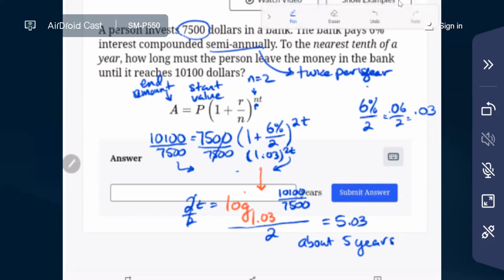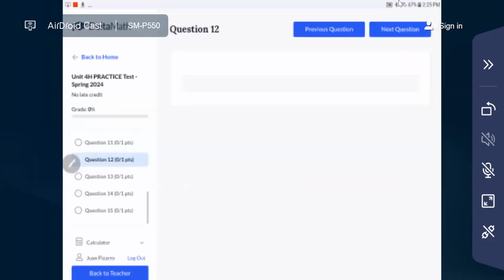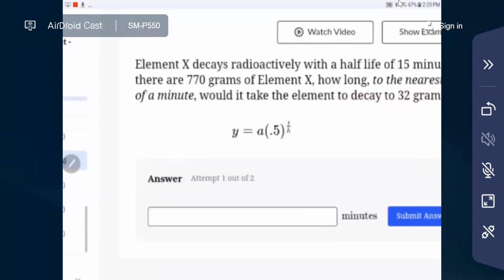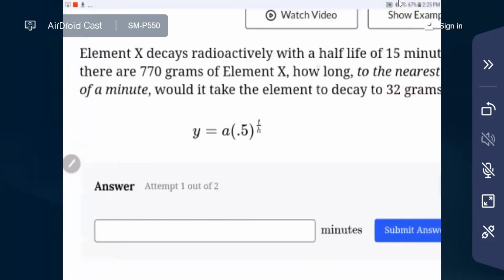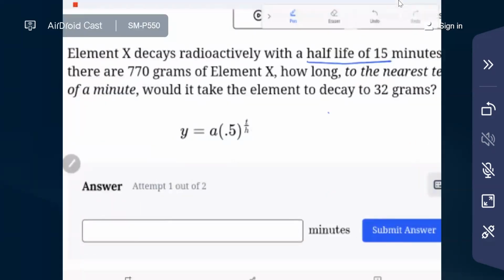All right, so our question was, how long, right? 12. All right, this is another fill in the blanks. So we have to start with this half-life. So this half-life is 15 minutes. So that's it. So H is equal to 15.